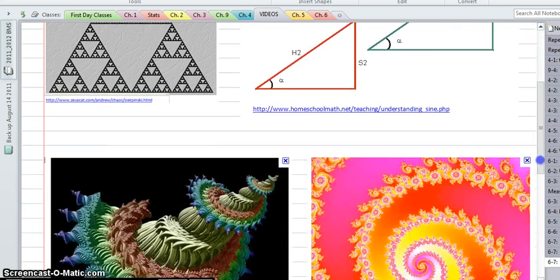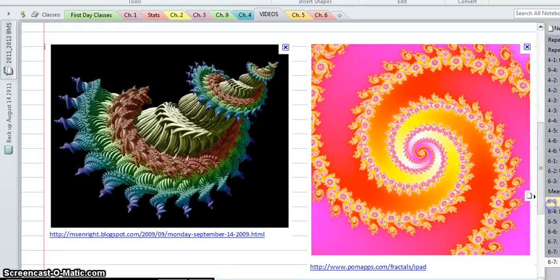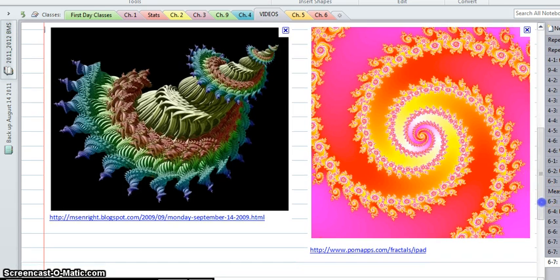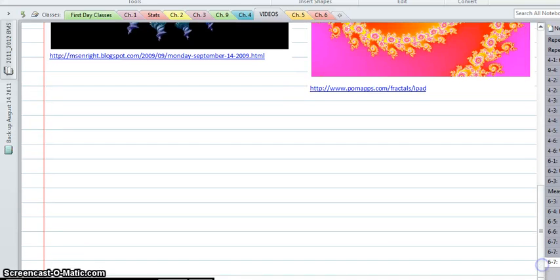So here we have some triangles. Here I have some fractals. A fractal is a geometric image that can be divided into parts that are smaller copies of the whole. So can you see the repeated image again and again and again? Very cool, similar figures. Let's go ahead and get down that definition of similar figures.